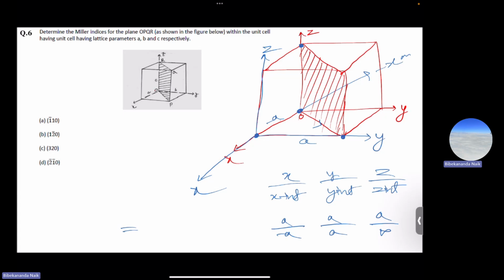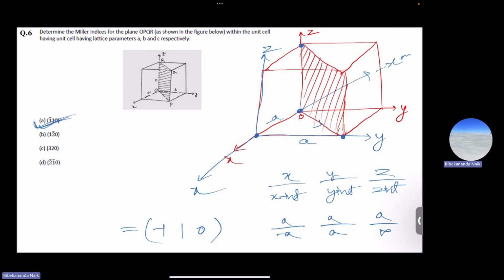So it will be -1, 1, and 0. Since it is already reduced, we don't need to reduce it to obtain the Miller indices. So the correct option will be -1, 1, 0, which is option A. I hope this is clear to you.